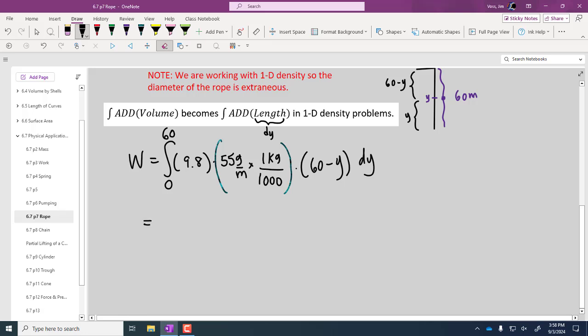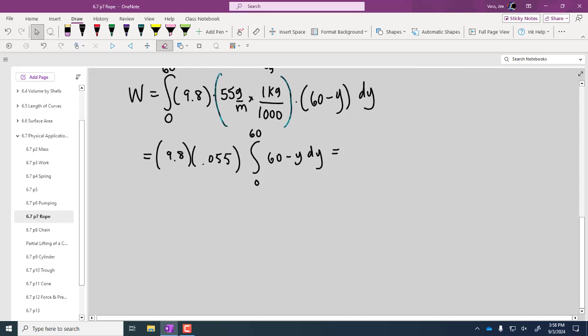So if we factor all this junk out to the front, we've got the 9.8 out in front. 1,000, we just moved the decimal point 3 places to the left. So we're going to have 0.055. And then we have the integral from 0 to 60 of 60 minus y dy. So we'll multiply those two decimals together. 9.8 times 0.055. I'm getting 0.539. That's going to be polite and change this to a fraction easily.